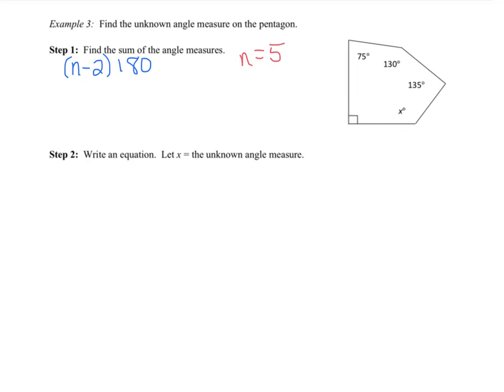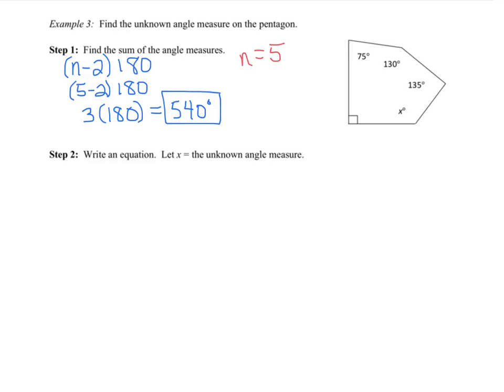So now we're going to replace n with 5. So we have 5 minus 2 times 180. 5 minus 2 gives us 3. And we're going to multiply it by 180, and that gives us 540 degrees. So that's your total interior angle measurement.